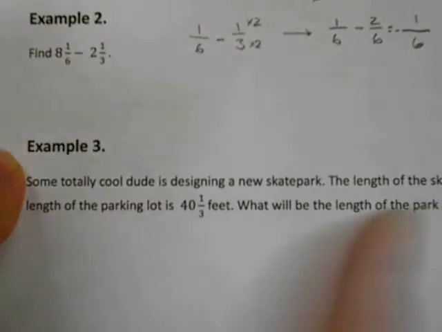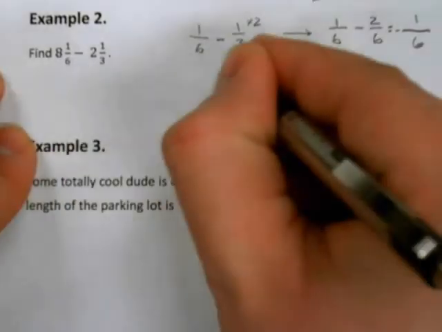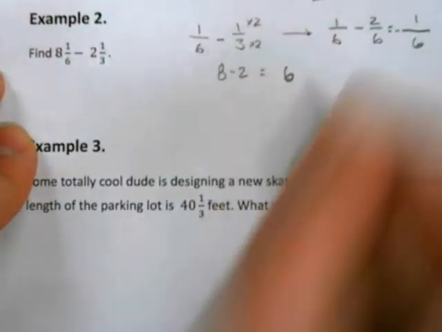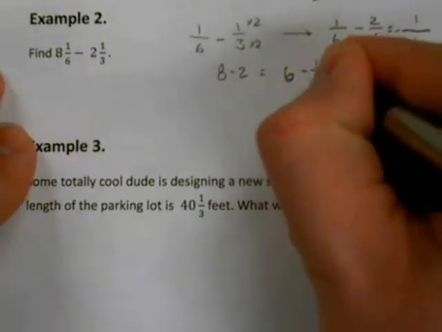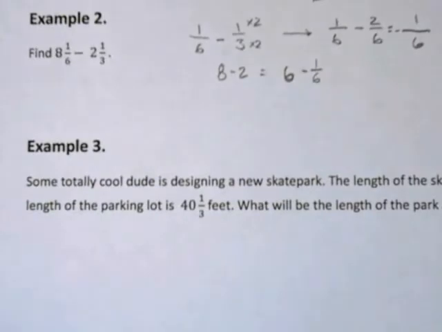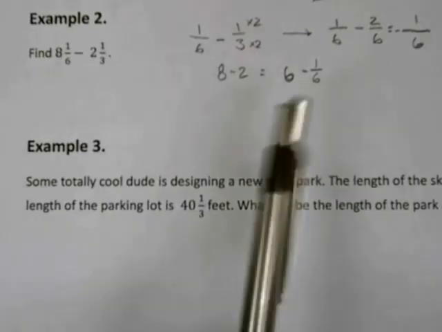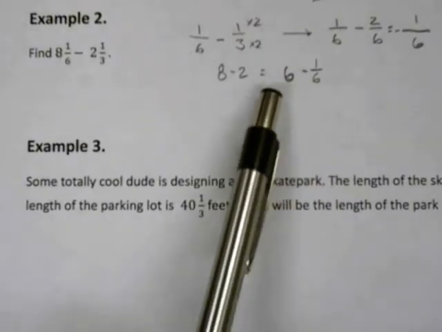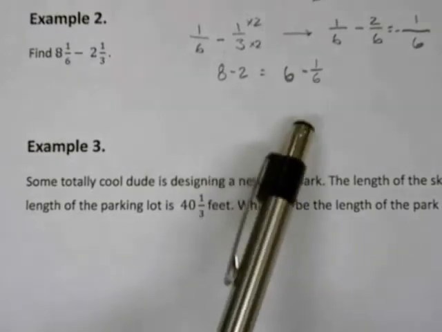Now, here's the tricky part. Let's say I keep going, and I have 8 minus 2 for the whole numbers. That equals 6, which is right. But then I have -1/6. That doesn't make sense. How do I do that? 6 minus 1/6 wouldn't be a negative number, right? No, it wouldn't.